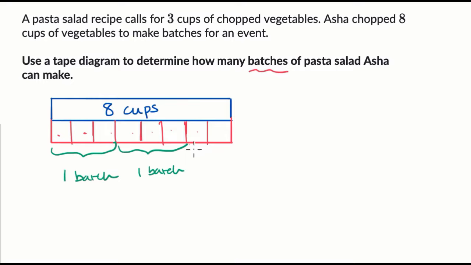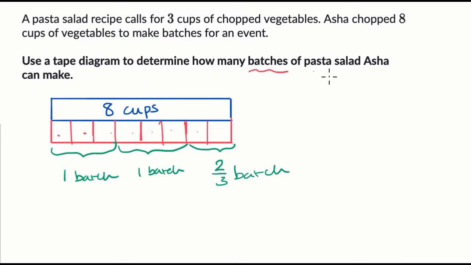And then what is this? What do we have over here? Well, we have 2 cups, not 3. 3 would be another full batch. So this would be 2 out of the 3 cups we need. So this would be 2/3 of a batch.